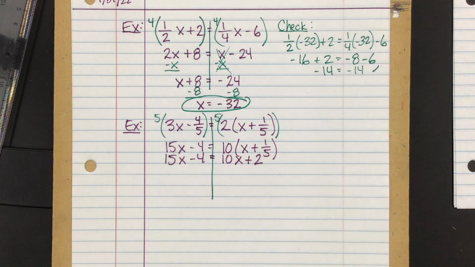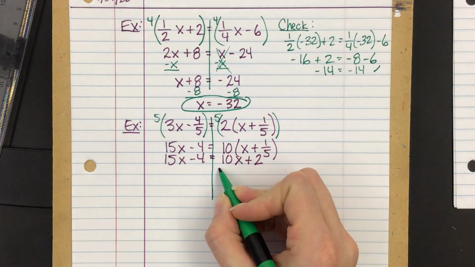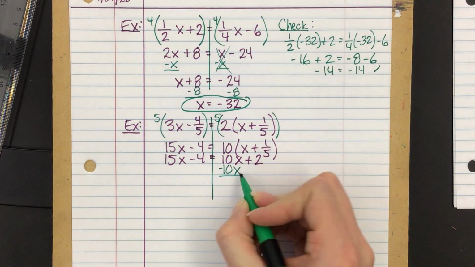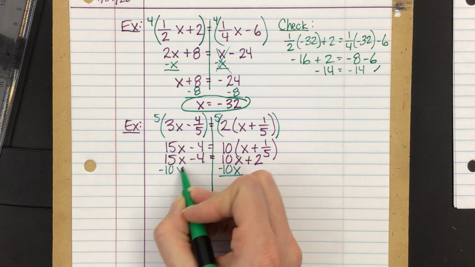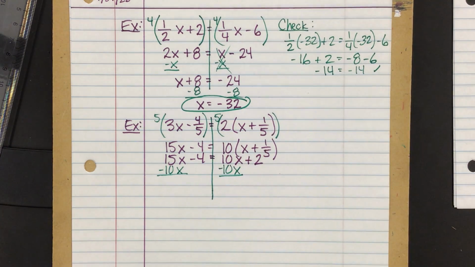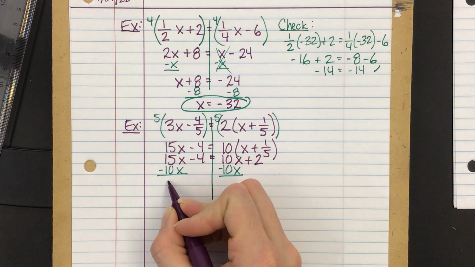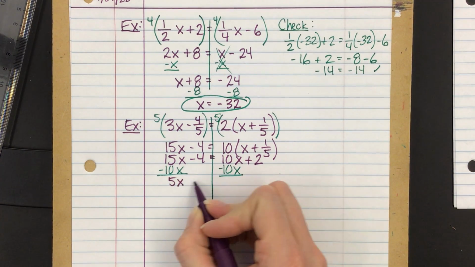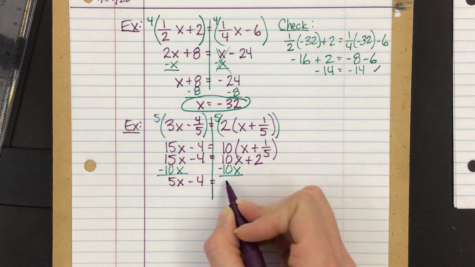So we've gotten rid of our grouping. In this case, there's no like terms, so we don't have to do that. But so now we can just move all of our variables to one side. So I'm going to subtract 10x from both sides. Could you subtract 15x? Absolutely. You'll get the same answer. So this will be 5x minus 4 is equal to 2.